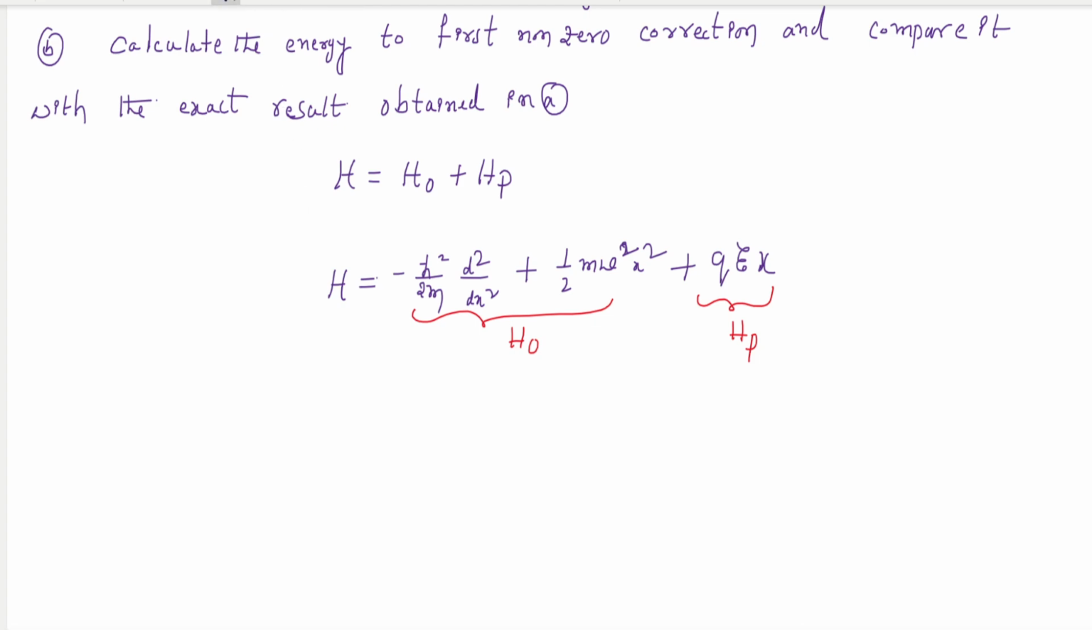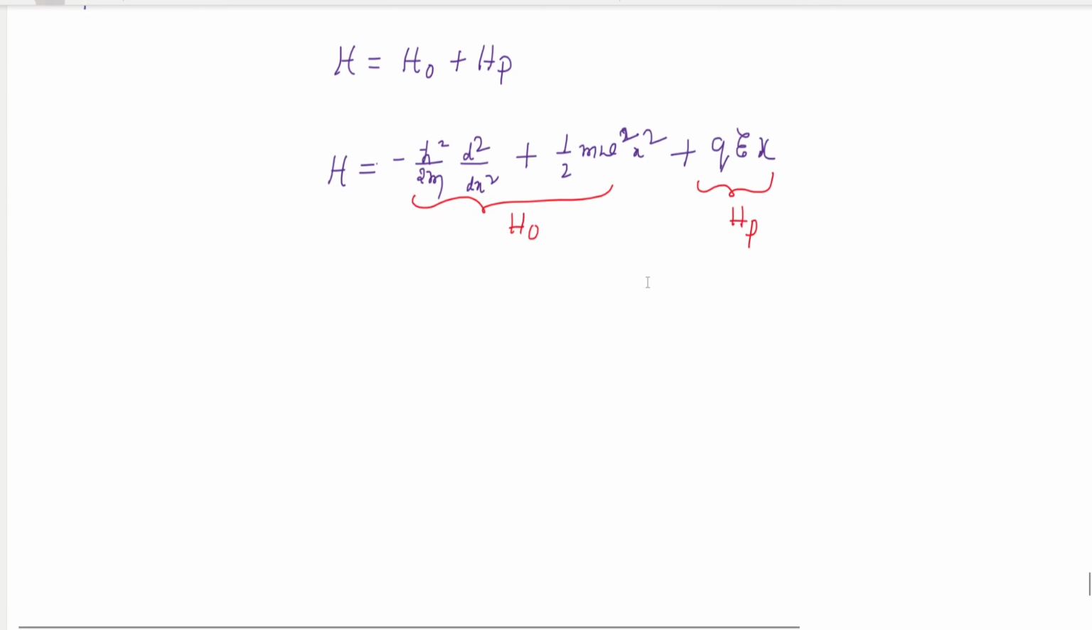We need to solve this problem, so we need to find the exact energy levels of this system. We know the kinetic and potential energy part gives E equal to n plus 1 by 2 h cross omega. Here one extra term is the potential q e x generated by the electric field. We need to find the exact effect of this perturbed potential term.